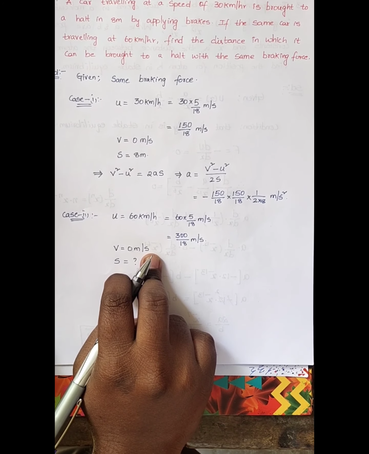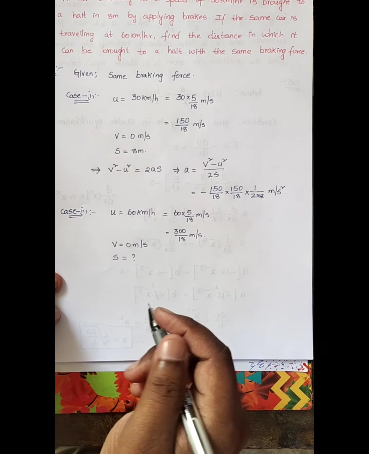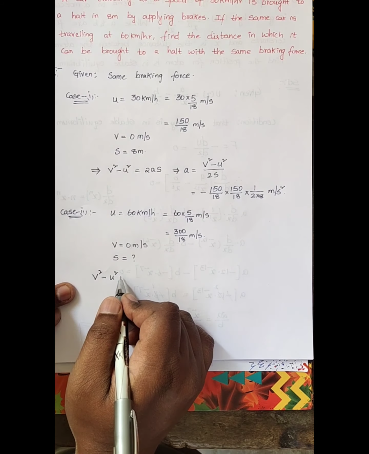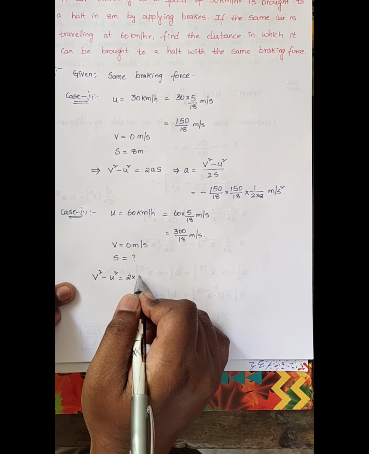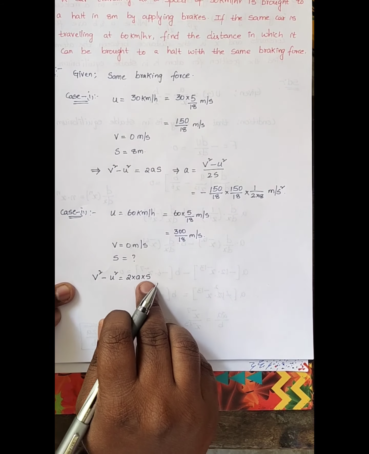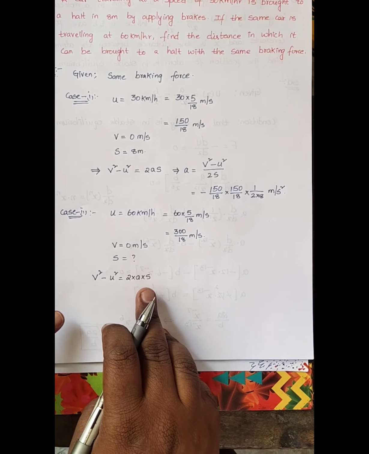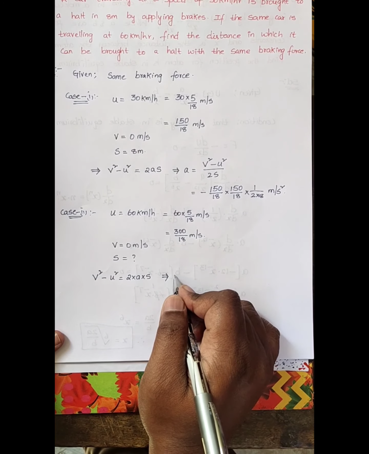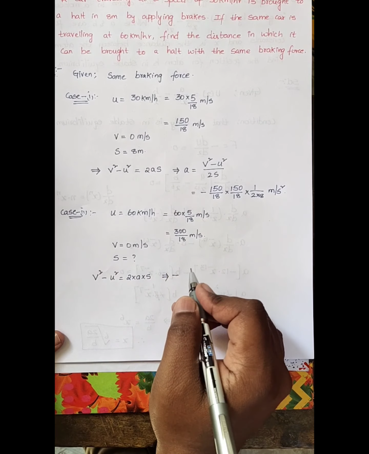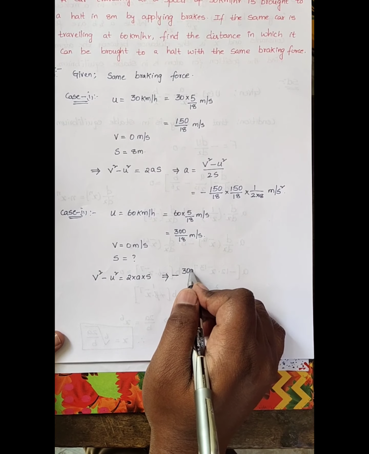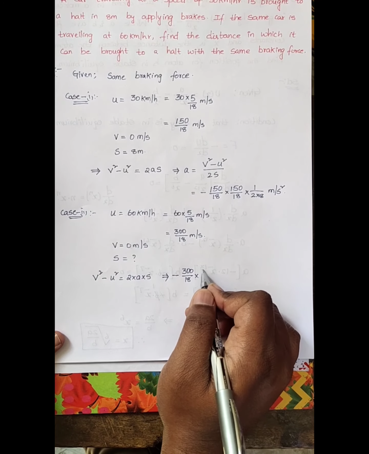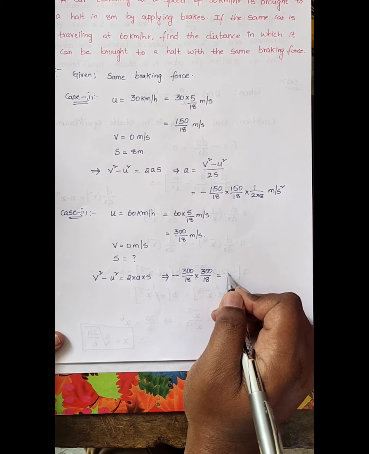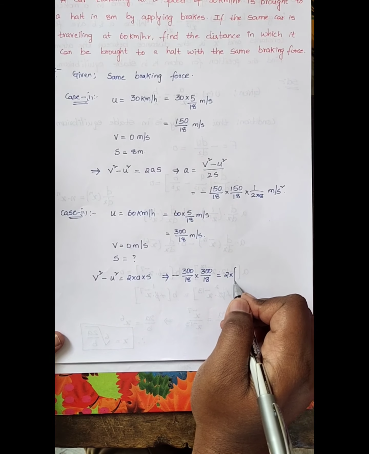So let us do this very clearly using the same equation. V square minus U square is equal to 2 into A into S, and we require the S value, and as usual V is 0. So substituting the values, you get minus, now the U value is this one, right? So minus 300 by 18 into 300 by 18, because it is U square, is equal to 2 into A value, how much?